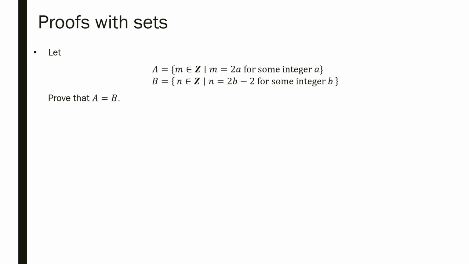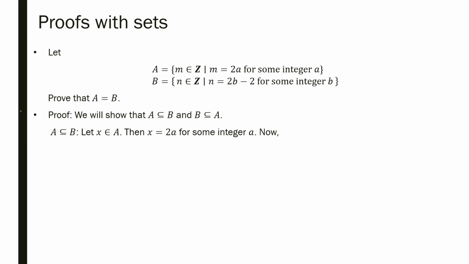So let's prove it. We will show that A is a subset of B, and B is a subset of A. So let's start with A being a subset of B. We'll have two parts to this proof. Here's part 1: A is a subset of B. To prove that A is a subset of B, we're going to take an arbitrary element from A and show that it's in B. So let x be an element of A.